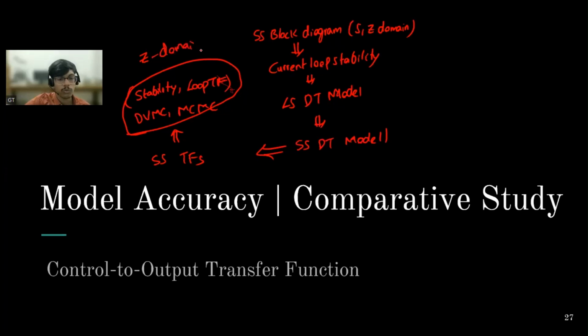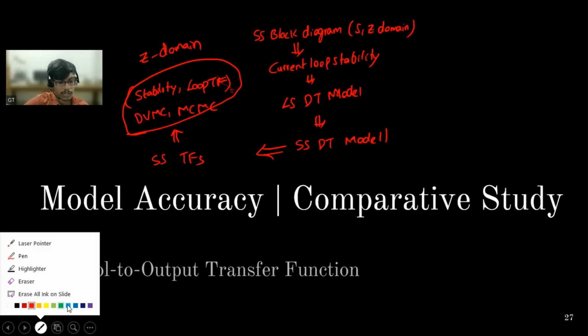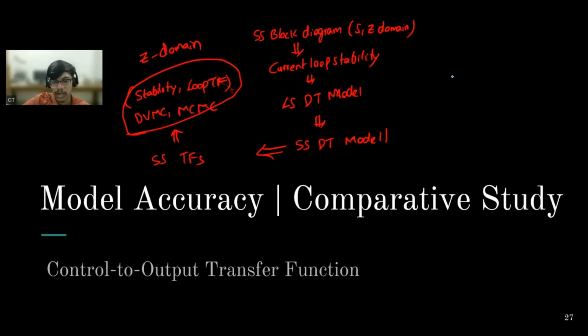But for us, it would be difficult to work in Z domain, because we are mostly habituated to S domain. In S domain, we can easily correlate, visualize, and understand the pole locations and everything. So in S domain, we have considered a continuous time with delay model.